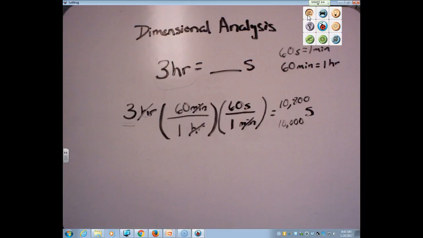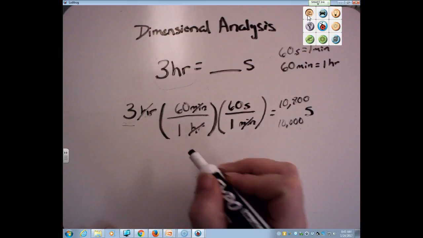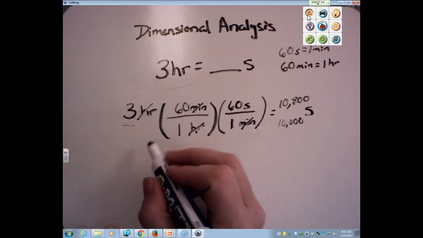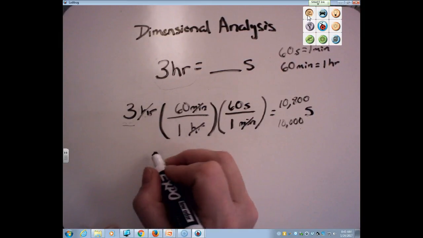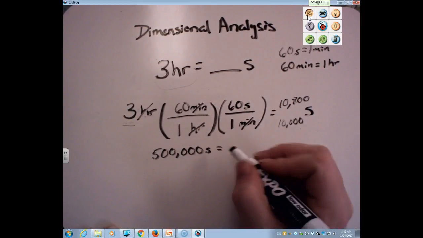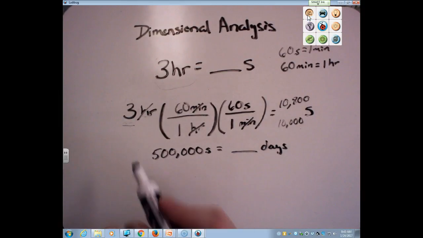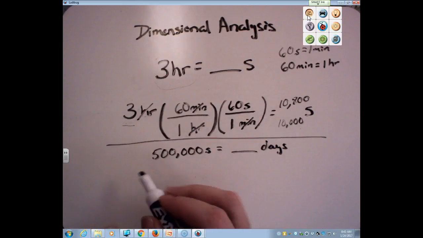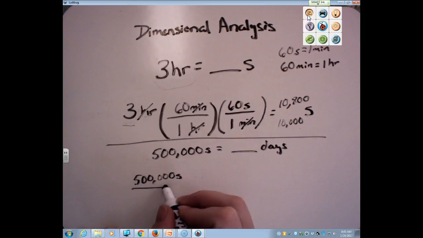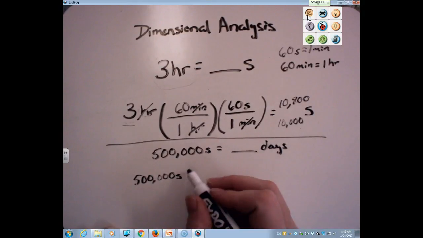I'll show you another example, still involving time. In this case, what we're going to do is convert how many seconds, or actually, I have 500,000 seconds, and I want to know how many days that is. So again, I'm going to start with the number they give me in the problem. That's going to be 500,000. And now I'm going to work my way up to days.